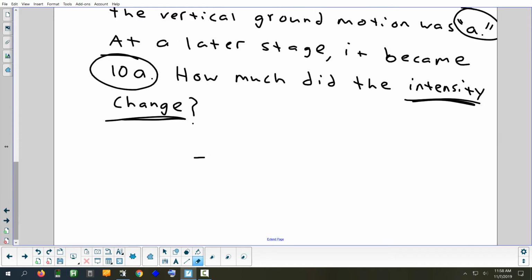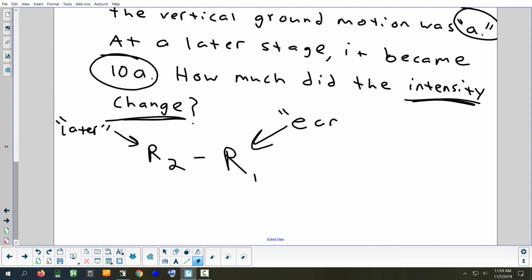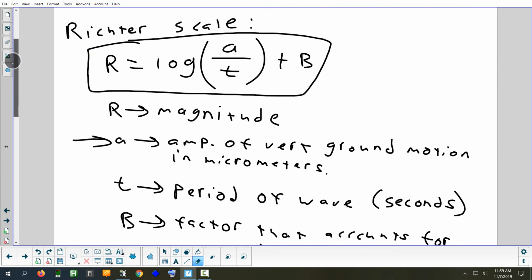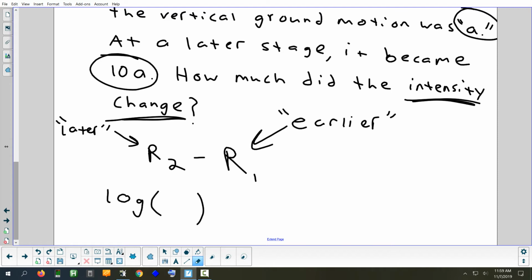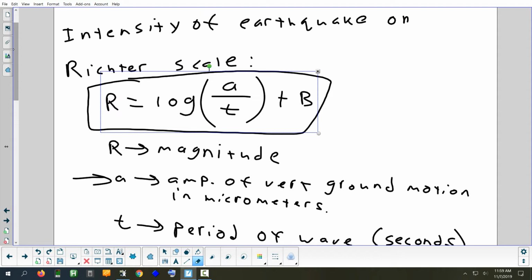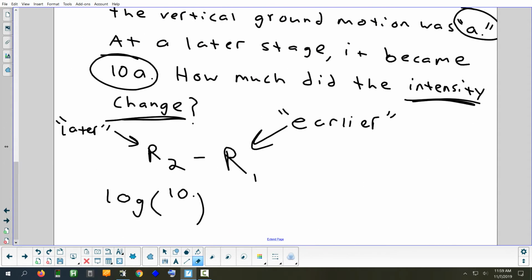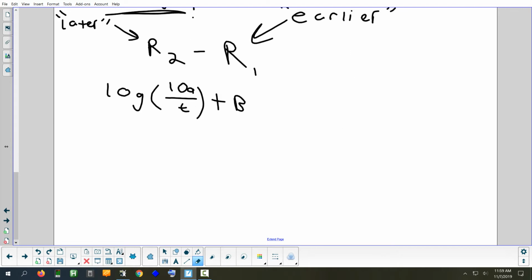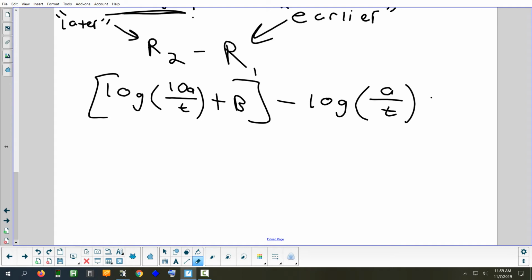So we're going to do this was later in the earthquake, minus earlier. Let's figure out what the intensity of the earthquake was later, when it was more powerful. So it's the log. What was the vertical ground motion later when the earthquake was more powerful? 10A over T plus B. That's all going to stay the same. Minus, now let's do what the intensity was earlier. Log, what was the vertical ground motion early on? A divided by T plus B.